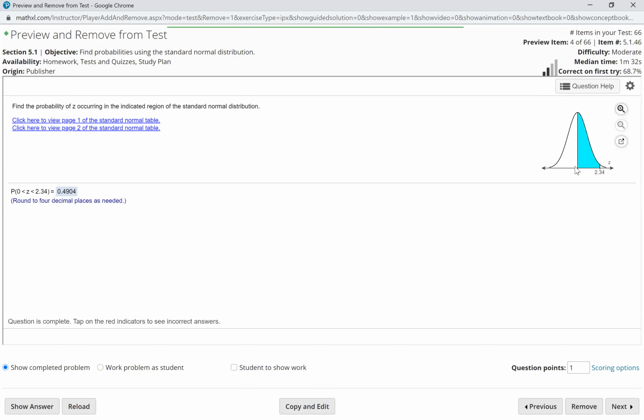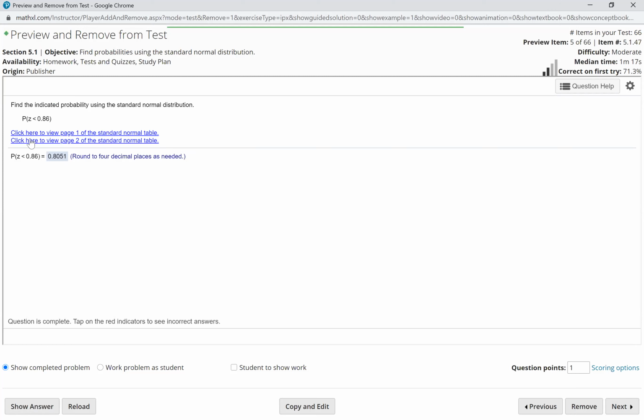Look, another one from 0 to 2.34. Here, probability of Z less than 0.86. So that means area to the left, which is normal CDF, negative 1,000 or 1,000,000, 0.8601.